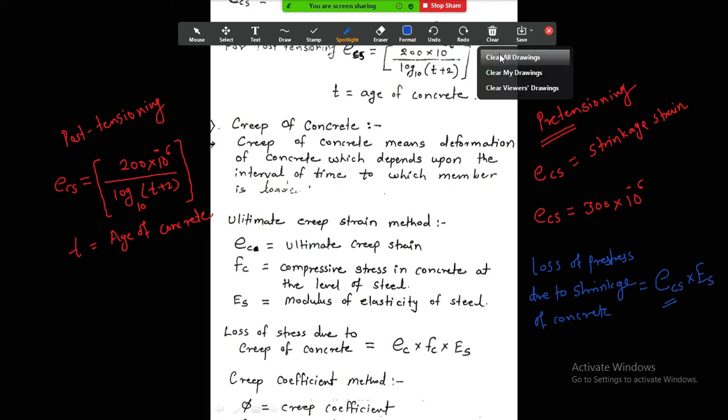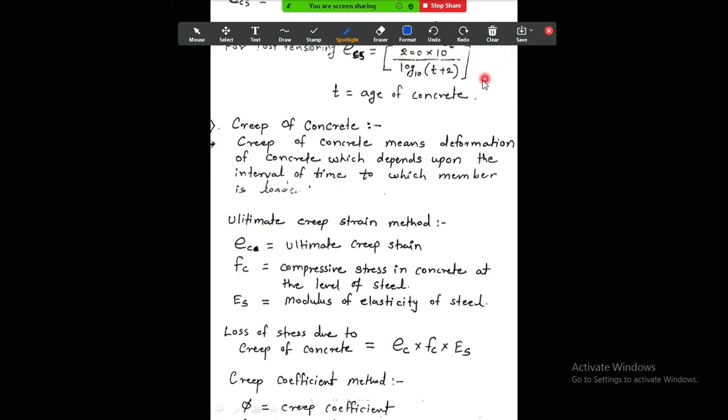So now after this, next is the creep of concrete. The creep of concrete is calculated by two methods. First is the ultimate creep strain method, and second is the creep coefficient method.